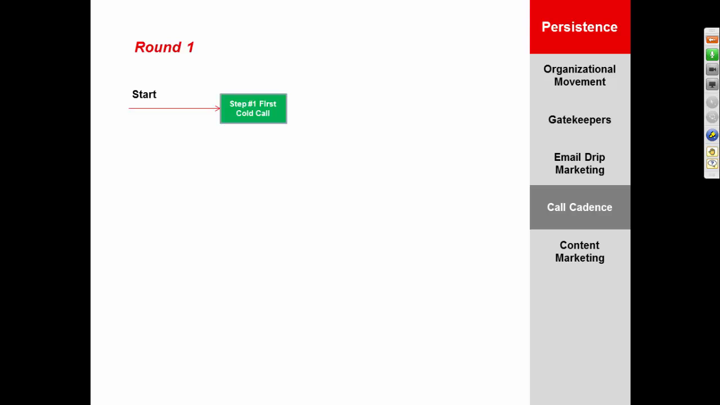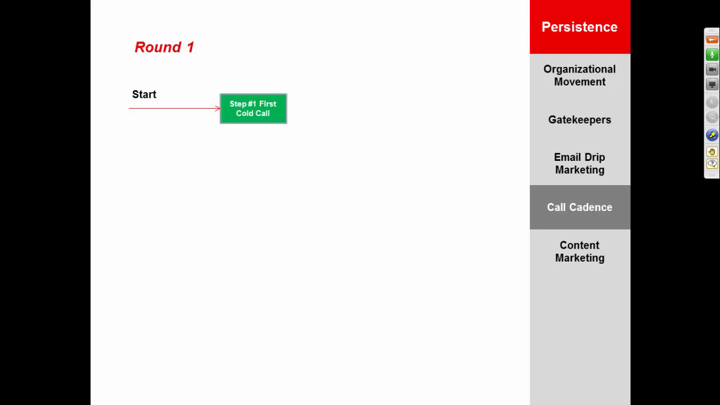Now, what I want to get into is the call cadence. And call cadence, if you're not familiar with the term, cadence is another word for rhythm, right? So, what is the rhythm that you're going to use in trying to get a hold of this person?